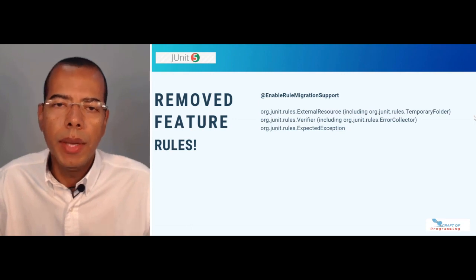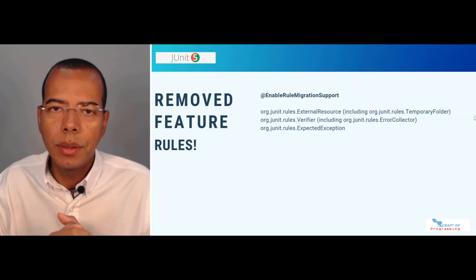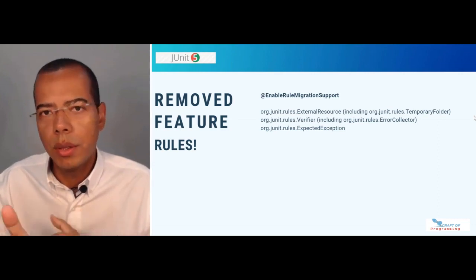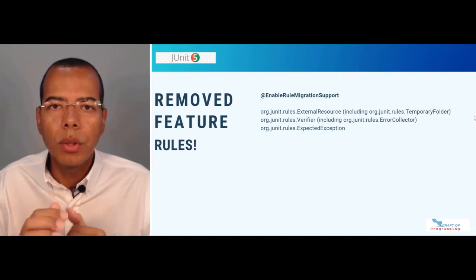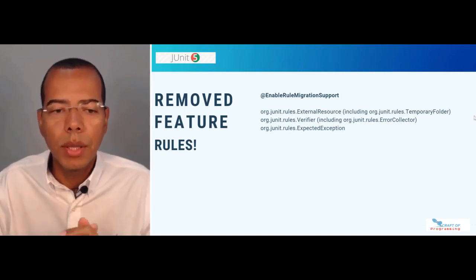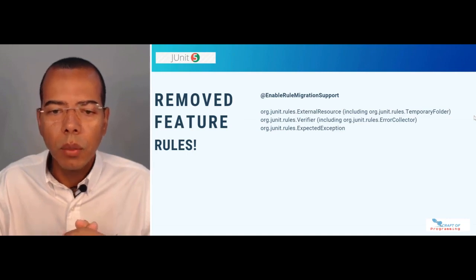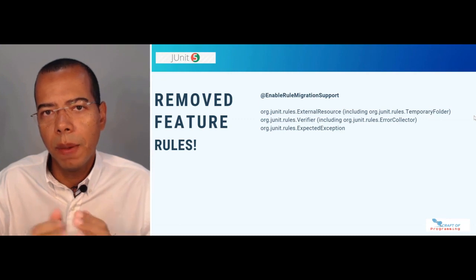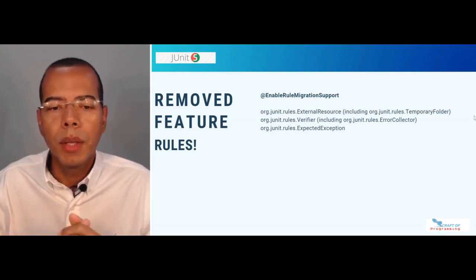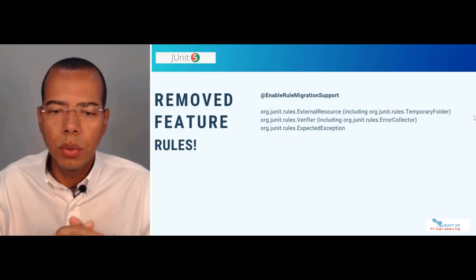So in the next video I will go into the details about rules and runners when I cover the JUnit 5 architecture. But what I want to say here is that rules are not supported anymore. What they have provided is a way to basically support JUnit 4 rules, but as you can see, it's a limited support.